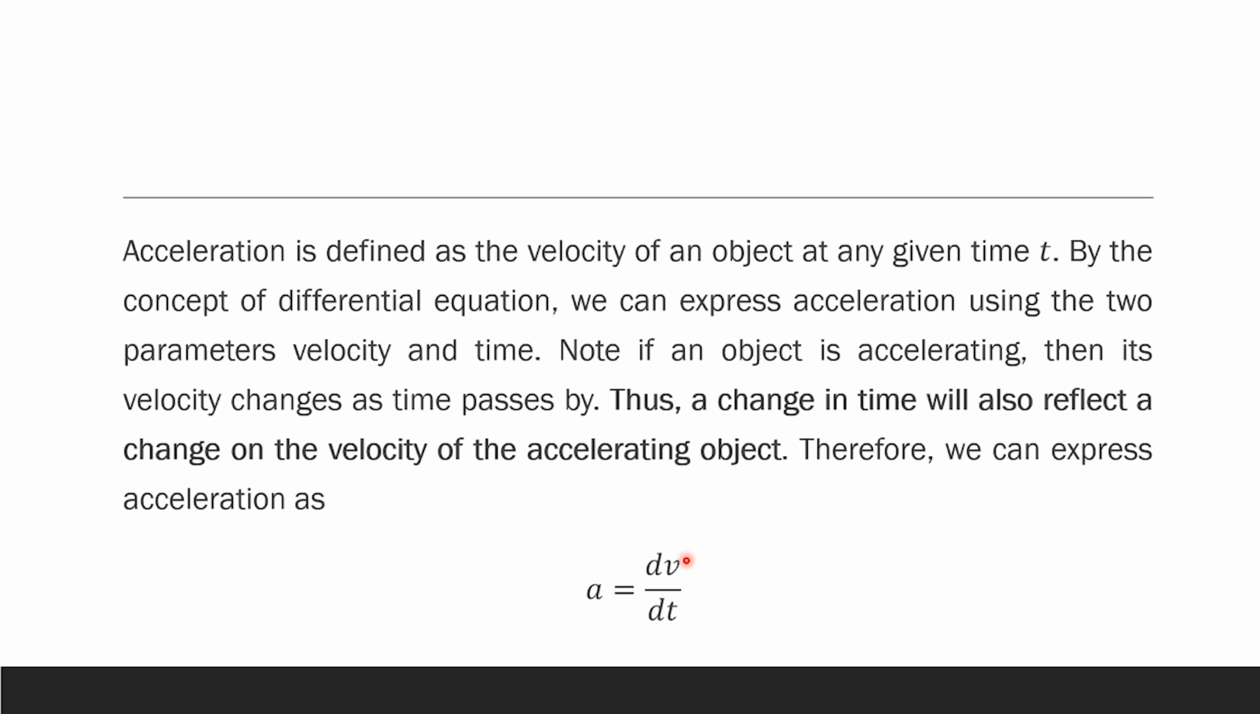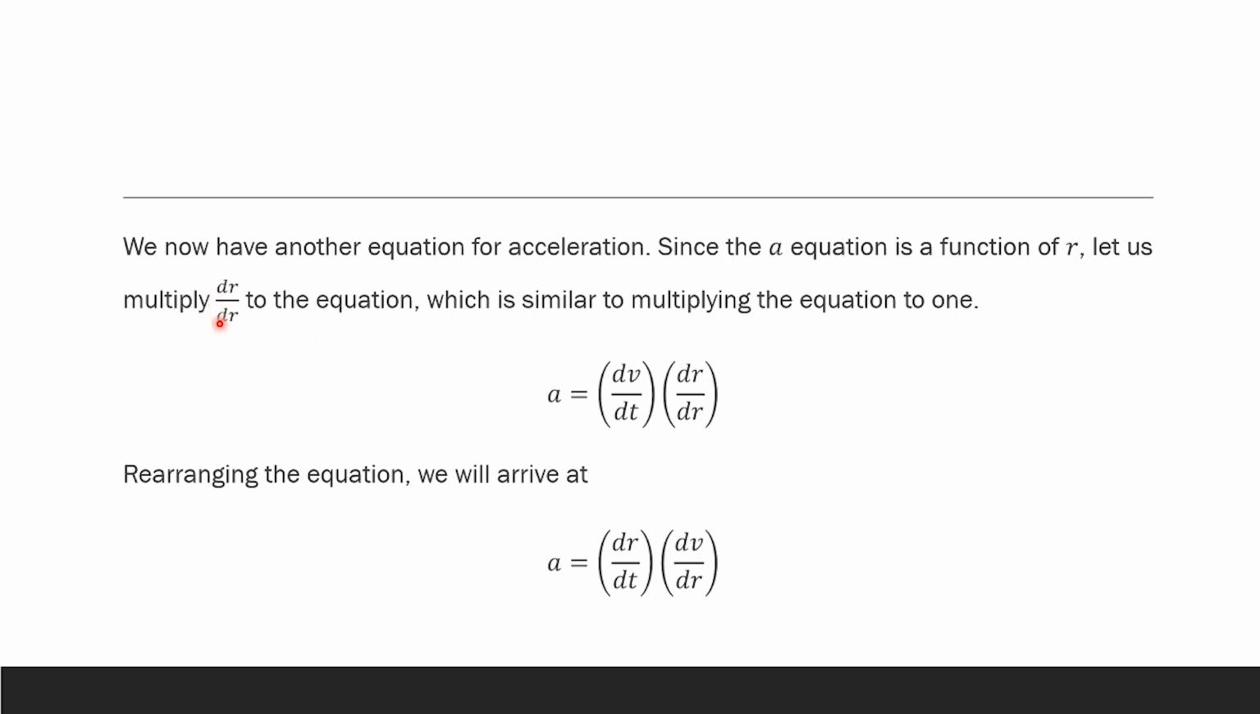So, para hindi tayo mahirapan, ang gawin natin class, i-multiply natin yung whole equation sa dr over dr para maging uniform tayo dun sa una nating equation. So, ang acceleration natin ngayong class will be dv over dt times dr over dr, which is equal to 1 lang din naman, di ba? So, parang minultiply lang natin yung buong equation sa 1. Now, if we rearrange this, pwede natin gawin to as dv over dr times dr over dt.